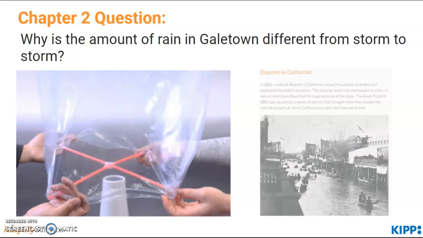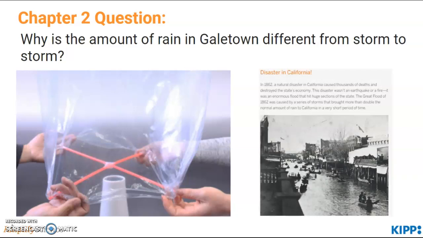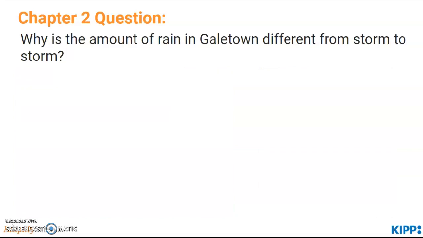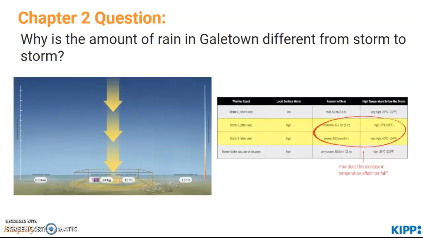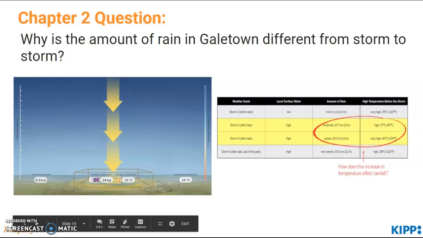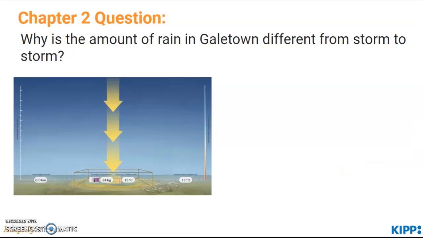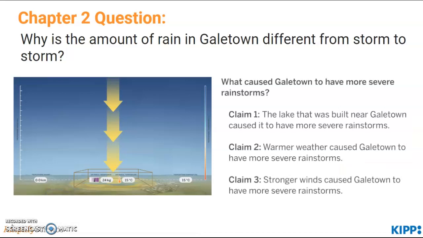Students continue their investigations by reading about a disaster in California caused by a severe rainstorm. Finally, they investigate further by creating severe storms in the sim that explain the relationship between warm air temperatures and the amount of rain. By the end of chapter 2, students discover that warmer weather has also caused Galetown to have more severe rainstorms.